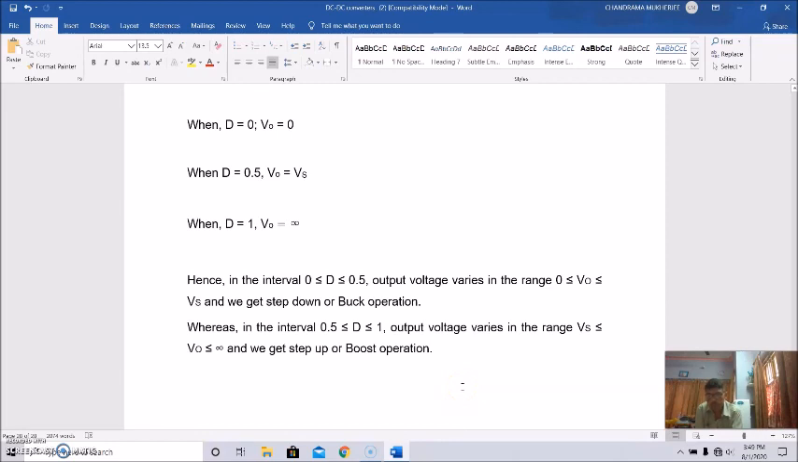Today we have discussed the step up chopper, its applications, and also we have discussed the step up and step down chopper, its operations, and how by varying the duty cycle, the value of D, we can get step down as well as step up chopper operations. Okay, so that is the case. I think you have understood it.